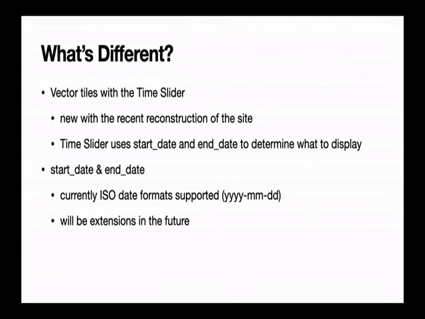Now for start date and end date, right now we just support ISO date formats. There will be extensions in the future because there are all kinds of cases that ISO date is not going to handle. ISO dates in their current form don't really do uncertainty. And if you want to be really picky, they only go back to the 1500s because they're in Gregorian time and not Julian. So expect extensions to that in the future.